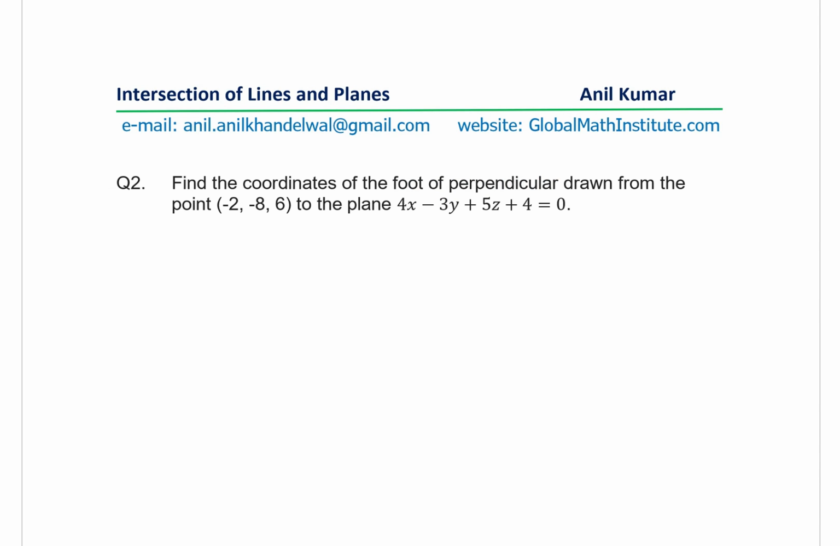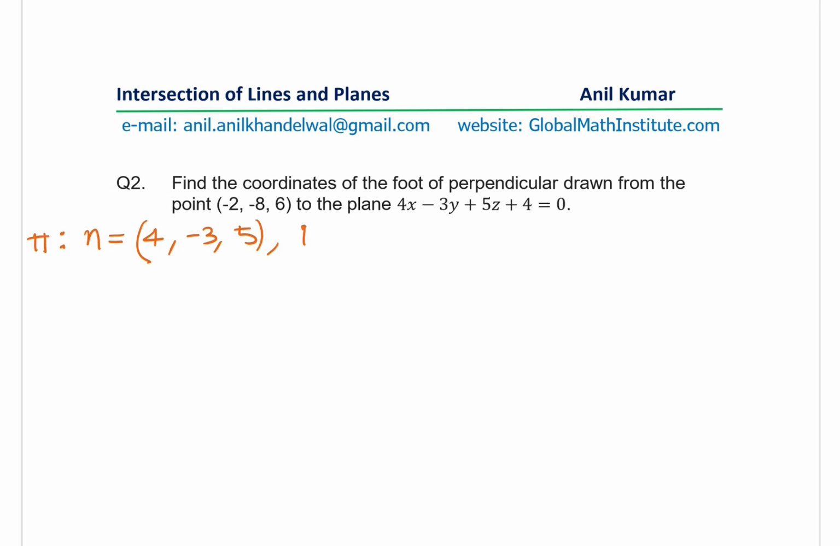Okay. Now let's move on and take up the next question, which is similar. Find the coordinates of the foot of the perpendicular drawn from the point minus 2, minus 8, 6 to the plane 4x minus 3y plus 5z plus 4 equals 0. Now you can actually pause the video and solve it, right? It is very similar. So we are given the normal here. So the normal here is 4, minus 3, 5. That is the normal for the plane, right?